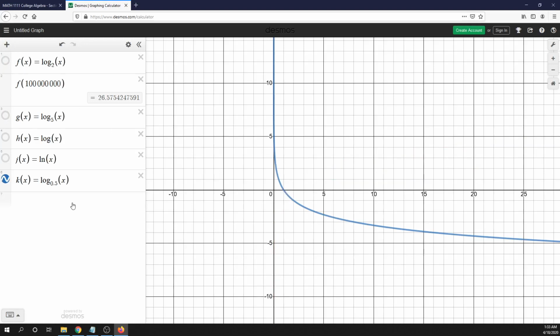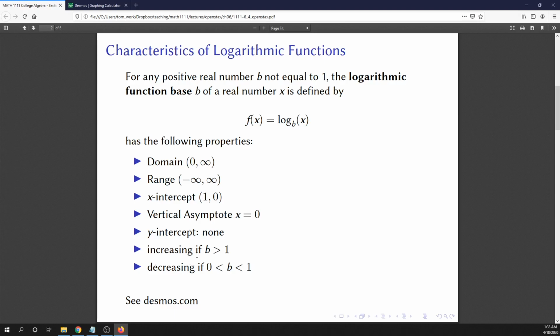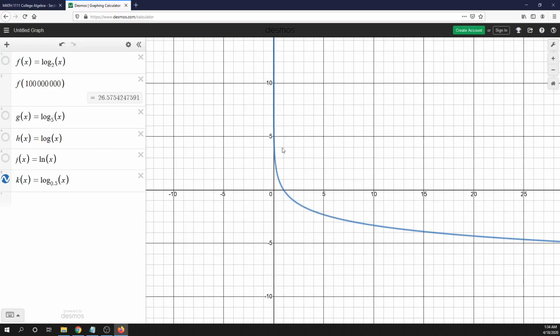With log base 0.5, all those properties hold except for this part right here. If the base is bigger than 1, then your logarithmic function is going to be increasing on its domain. If the base is in between 0 and 1, then it's going to be decreasing. It'll go like this and start decreasing out.